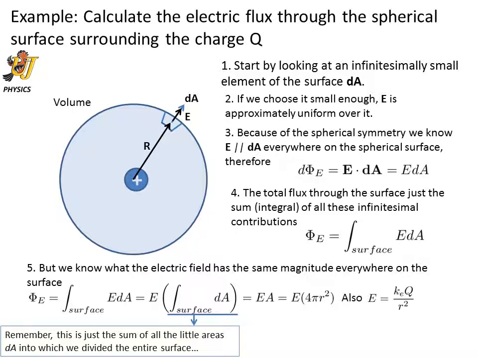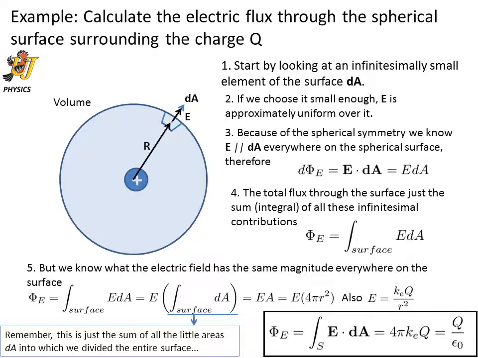We also know that the electric field produced by a point charge is given by the expression shown on the screen. So, if we substitute this in for the electric field, we find a very simple relationship between the electric flux and the charge enclosed by this spherical surface. And this is known as Gauss's law.